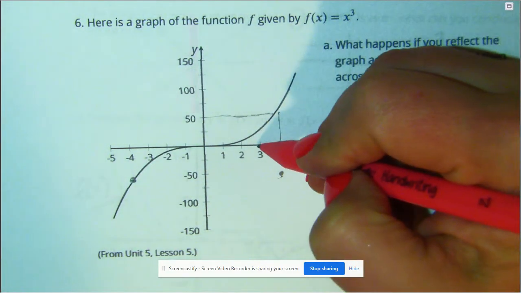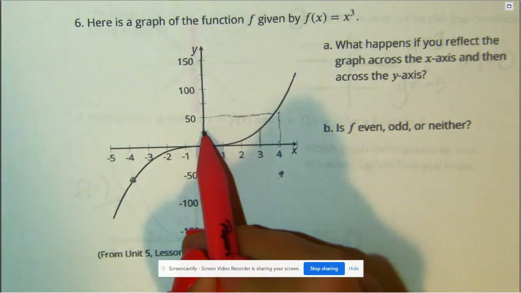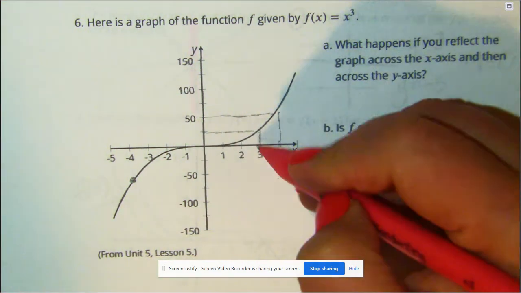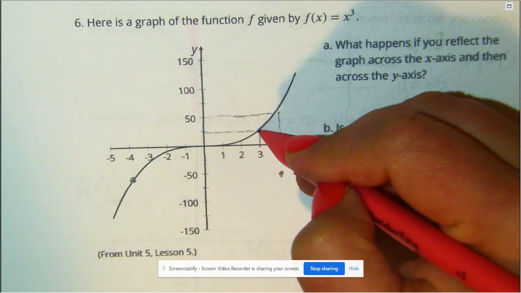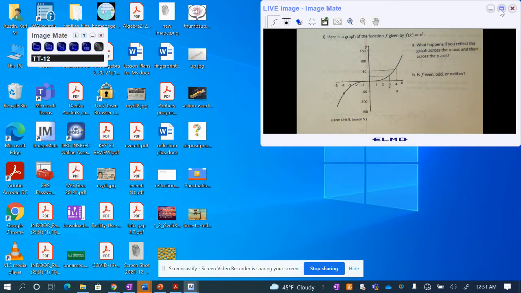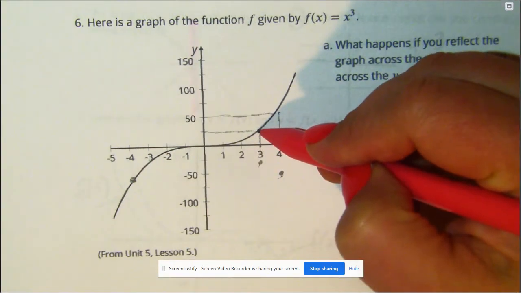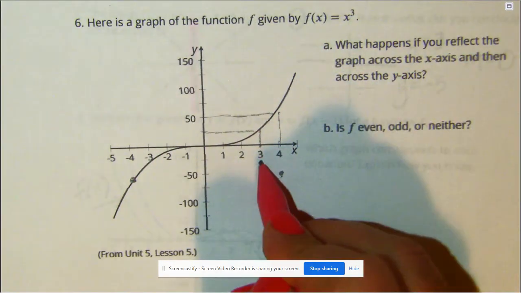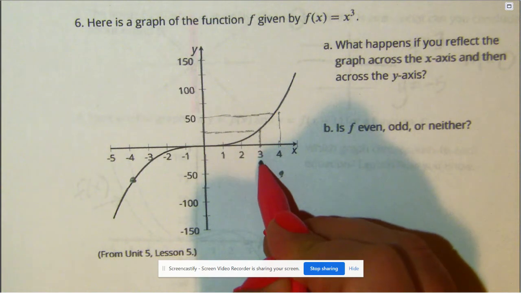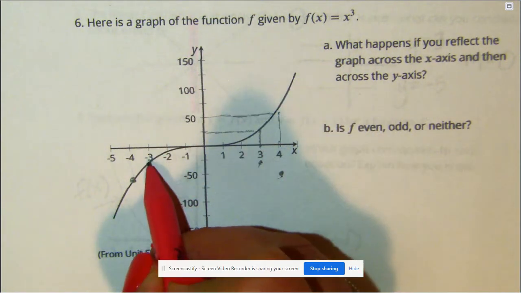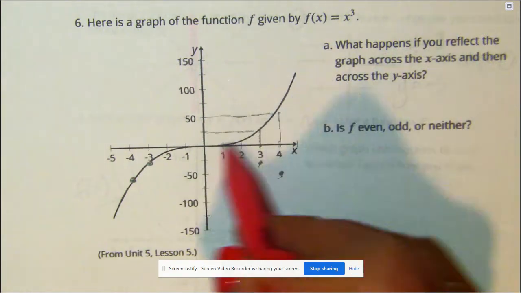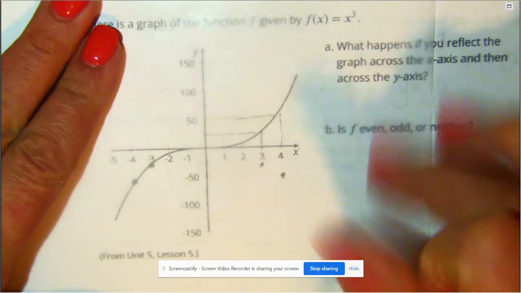Try, what's this one? Maybe (3, 25). So (3, 25) becomes (3, negative 25) across the x. Sorry, guys, I don't know what's going on. So (3, 25) becomes (3, negative 25) when I reflect it across the x. Now across the y, it would be (negative 3, negative 25). Hopefully you can see. I'll show you with tracing paper here.